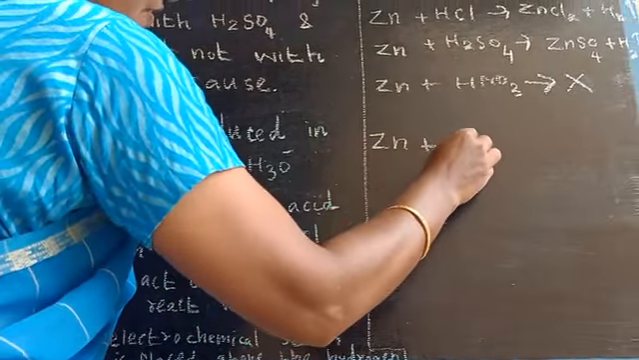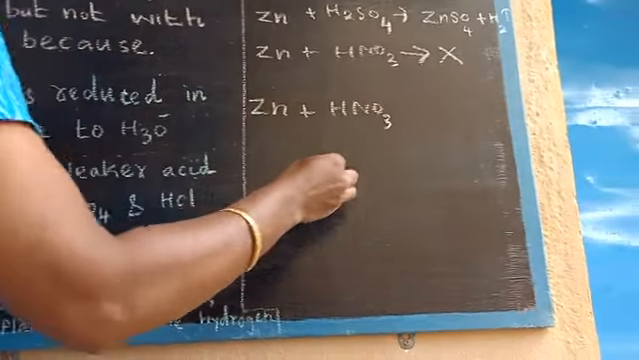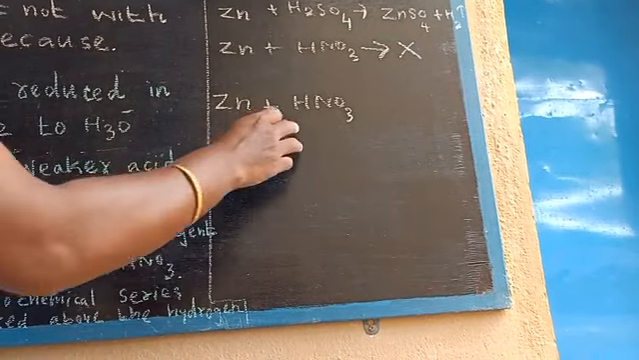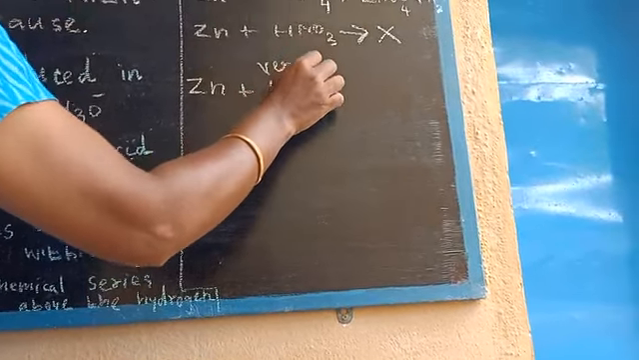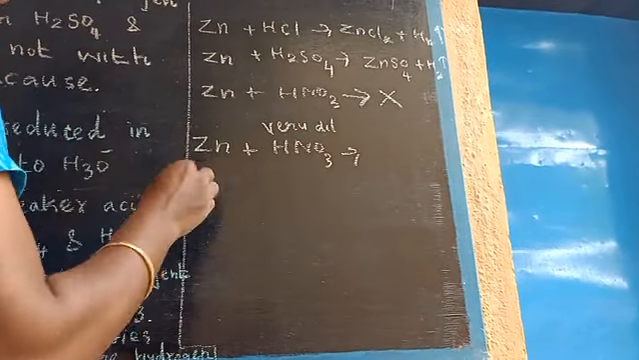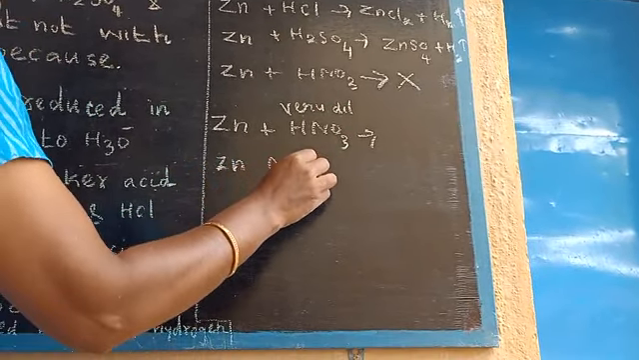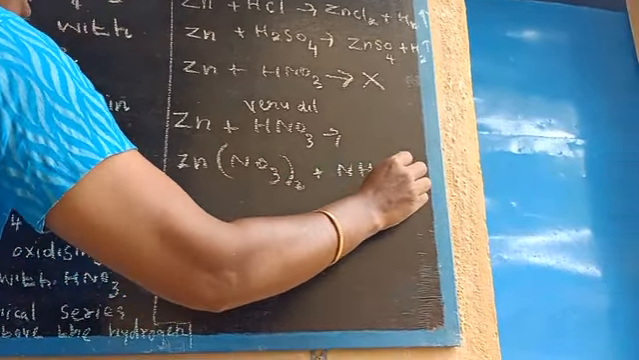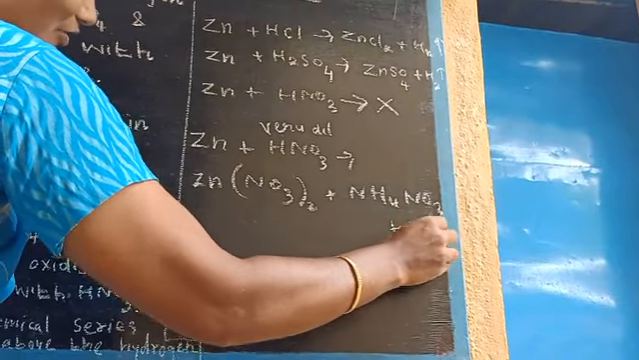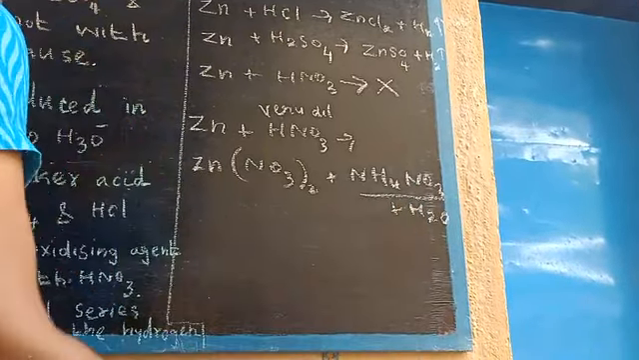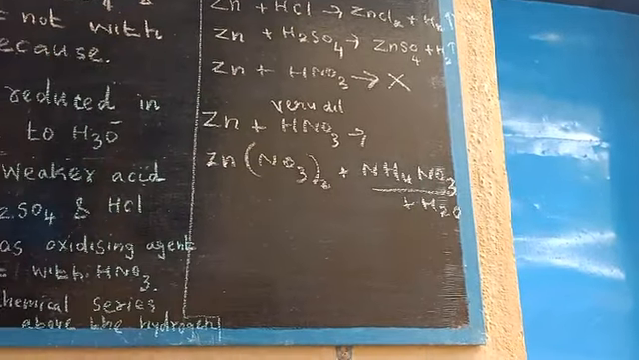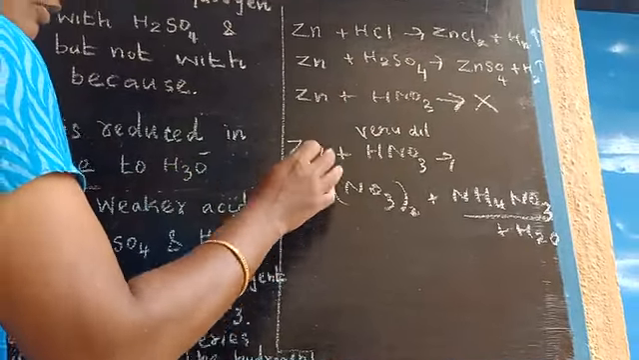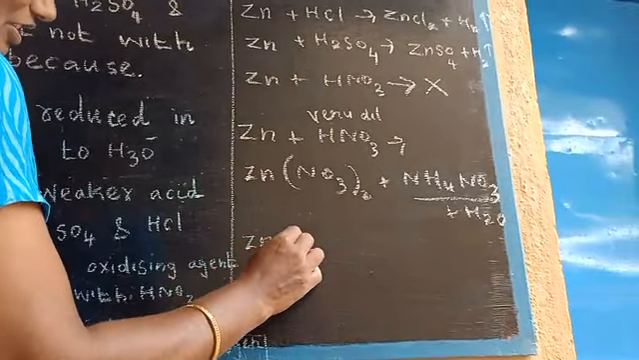Zinc reacts with HNO3, but at the same time does not produce H2 gas; it gives only a water molecule. In very dilute condition, the product is Zn(NO3)2, zinc nitrate, plus NH4NO3 plus water molecule H2O. Here they gave the option NO3- is reduced. Children, at the same time another reaction is also possible.